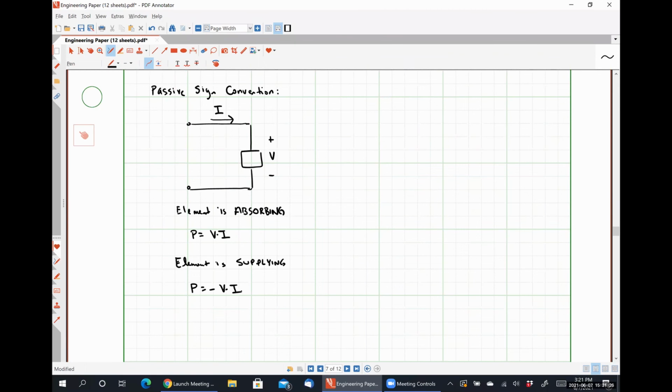Now let's consider this, and how I like to depict that is that power and energy are flowing into the element. Now let's look at the opposite perspective.